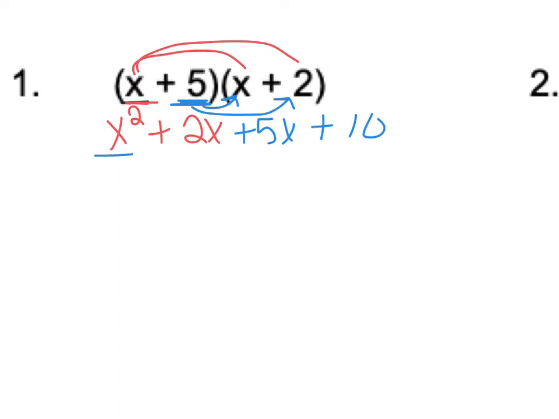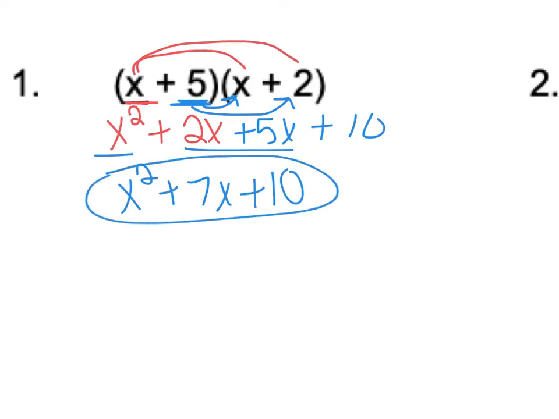So then I have x squared. I can put together my two middle terms, which are 2x and 5x, which gives me 7x plus 10. And keep in mind, the rest of these are not like terms, okay? Which means you can't put the x squared together with the 7x or with the 10. So it's going to be all three of those terms here, okay?